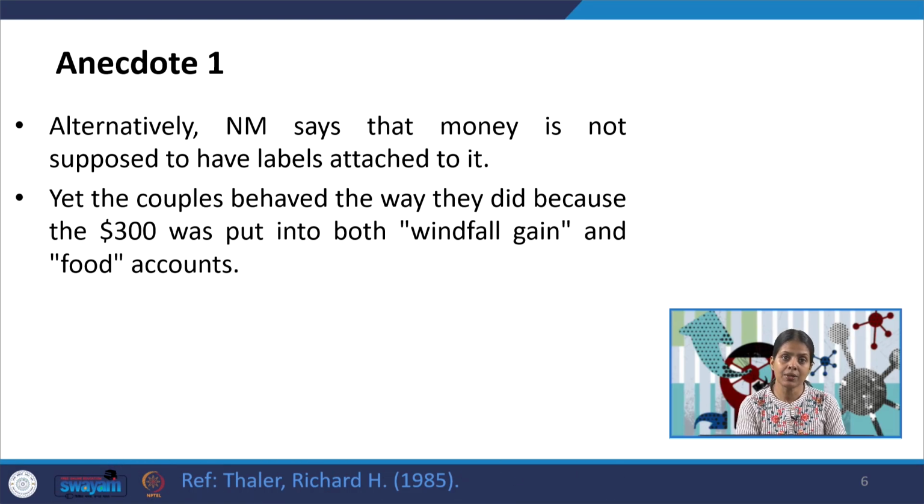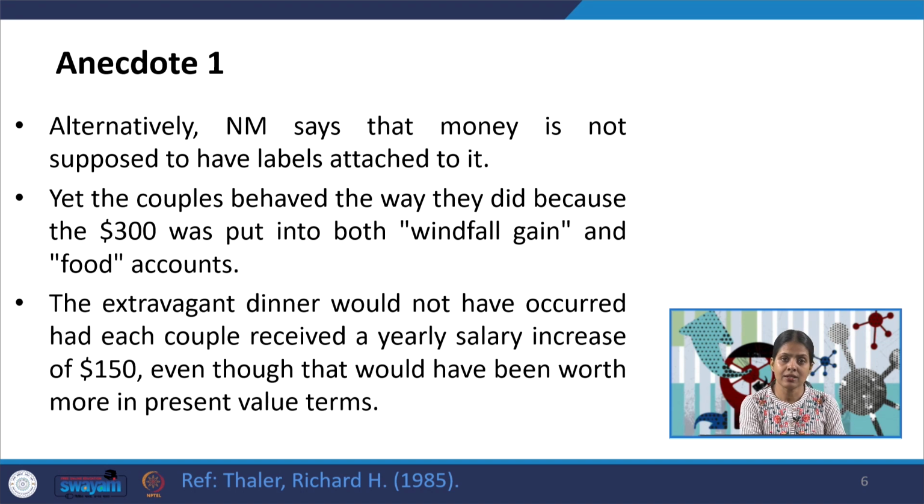Yet the couples behaved the way they did because the $300 was put into both windfall gain and food accounts. The extravagant dinner would not have occurred had each couple received a yearly salary increase of $150, even though that would have been worth more in present value terms.